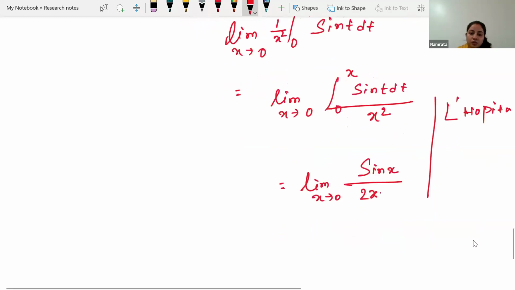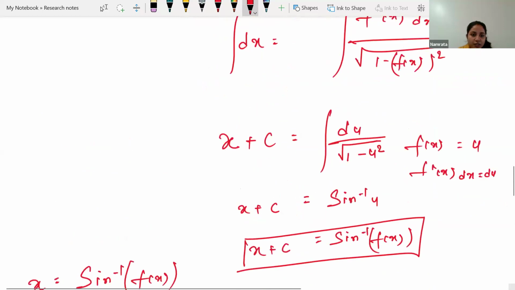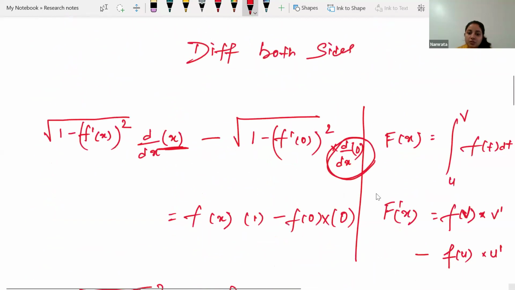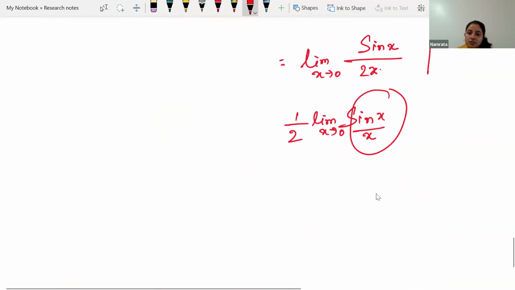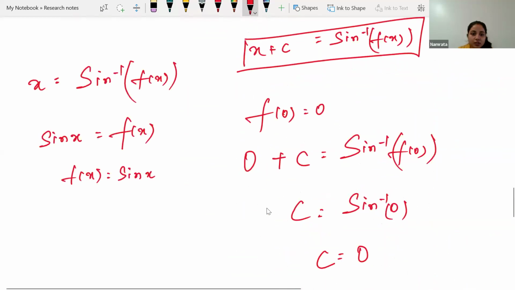Now we know this 1 by 2, let's keep it aside. Limit x tends to 0, sin x by x is equal to 1. So do we have 1 by 2 as any of the options? Yes, option D is the correct option. Can you see this is 1? So 1 by 2 is the answer. Are you getting it? Yes or no? Yes. So 1 by 2 is the correct option.